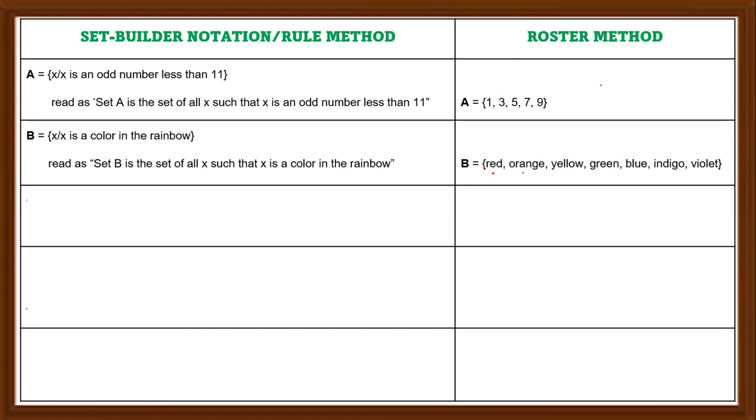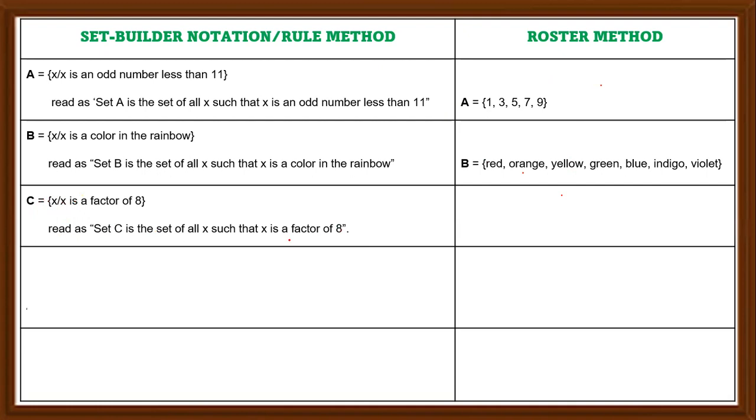Kapag hindi po nailagay yung comma na yan, mag-iisang color lang yan kasi magdudugtong. Make sure you have to follow the rule on how to write the elements in a set using the roster method. Let's have another example. For set C, read as set C is the set of all x such that x is a factor of 8.